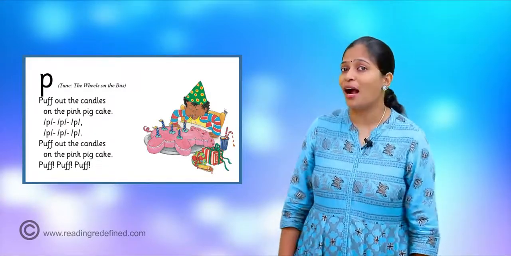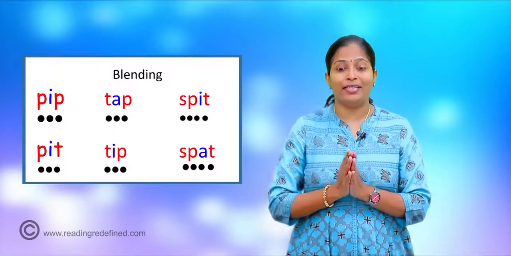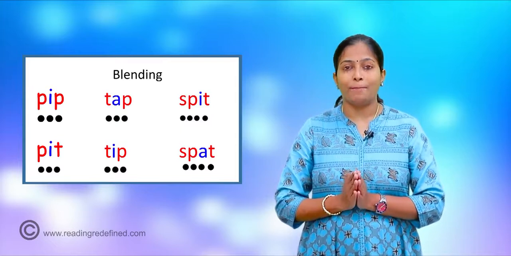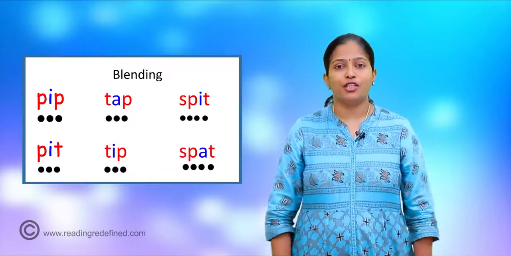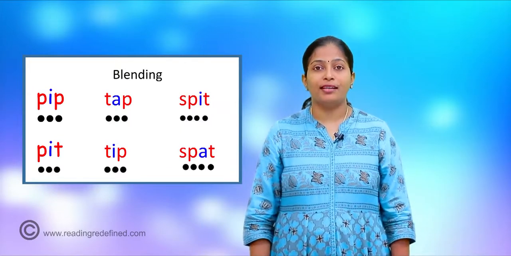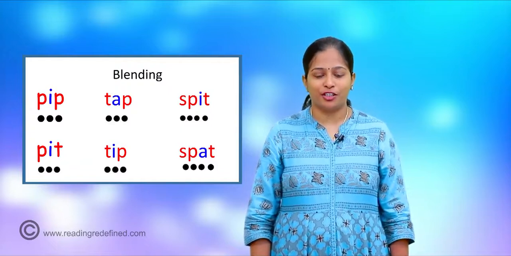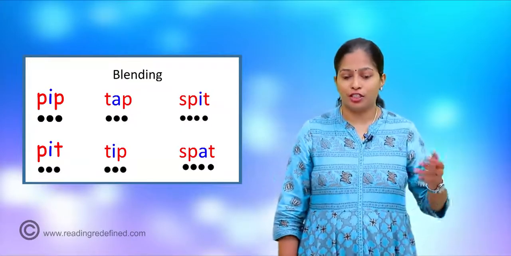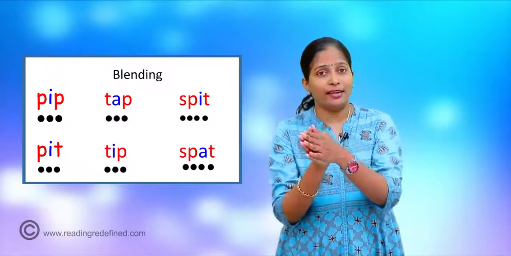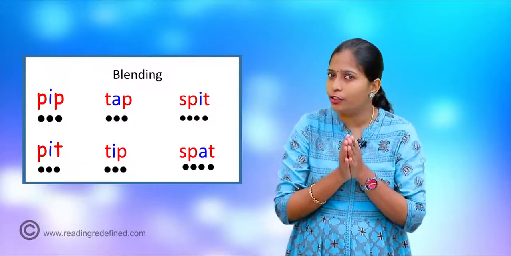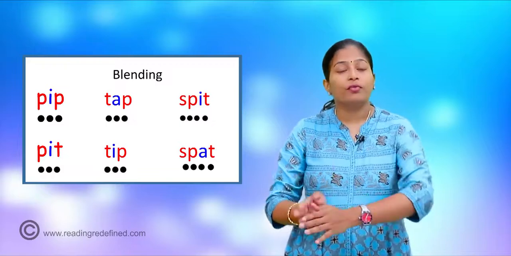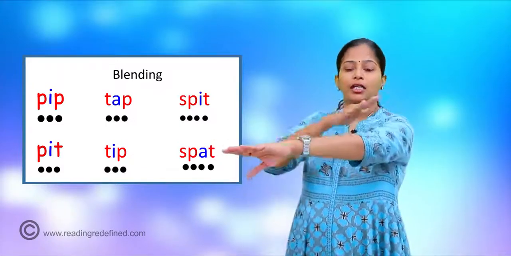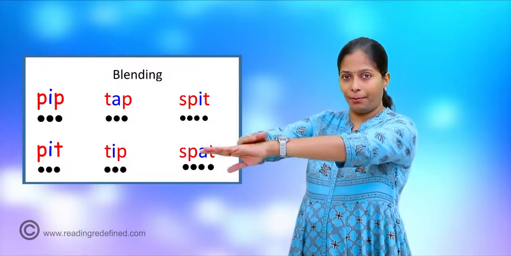Puff, puff, puff. Okay, now when we try to blend all these words, can you see a lot more words added? P, E, P, pip. T, A, P, tap. S, P, I, T, spit. P, I, T, pit. T, I, P, tip. So while teaching blending, if you find children struggling to blend, we will help children to use the arm blending technique. P, E, P, pip.